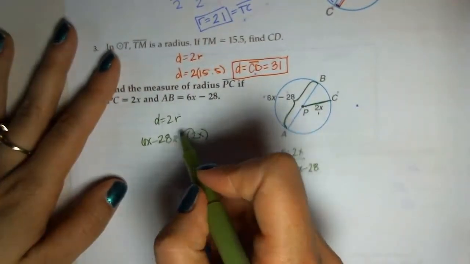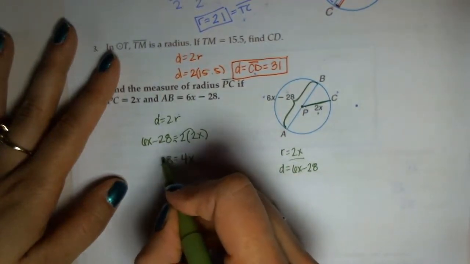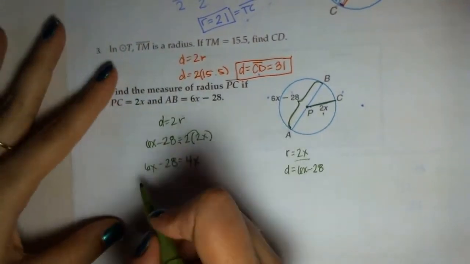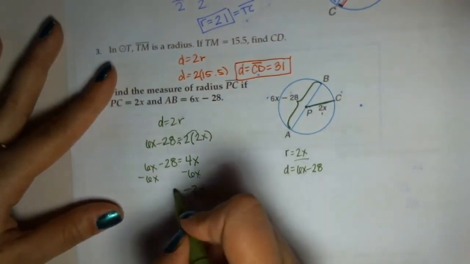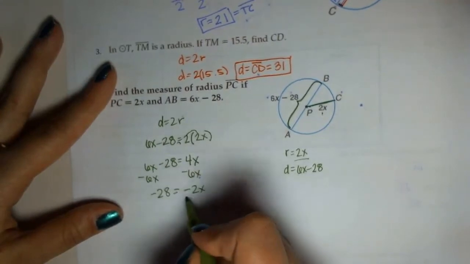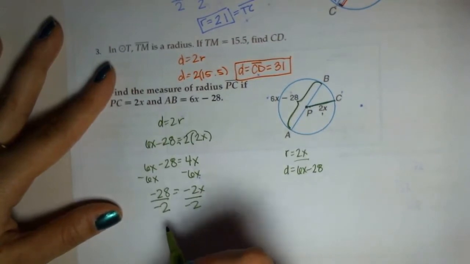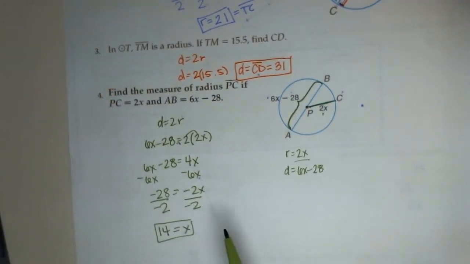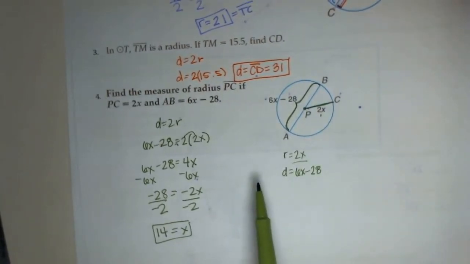So I'm going to distribute the 2, and now I'm going to work to get x alone. So I'm going to subtract 6x. I get negative 2x equals negative 28. Divide by negative 2. Two negatives make a positive. So I have 14 equals x. And if you guys get a negative answer for any of these problems that we're working with shapes, you know it's going to be wrong. We can't have negative lengths, okay?